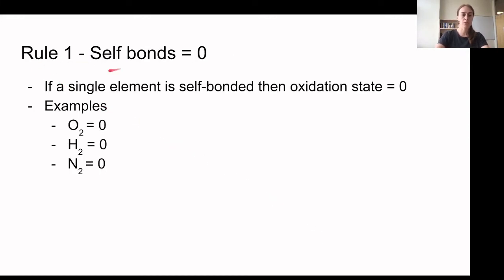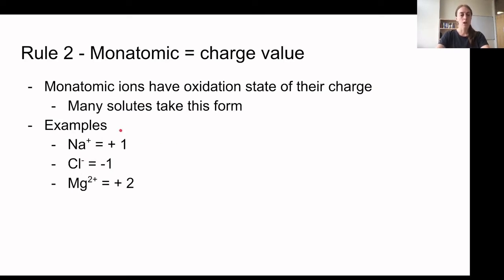The first rule is that self bonds have an oxidation state of 0. So for example, oxygen gas, hydrogen gas, nitrogen gas, oxidation state is 0. If we are dealing with a monatomic species, that equals its charge value. So monatomic ions have an oxidation state of their charge.